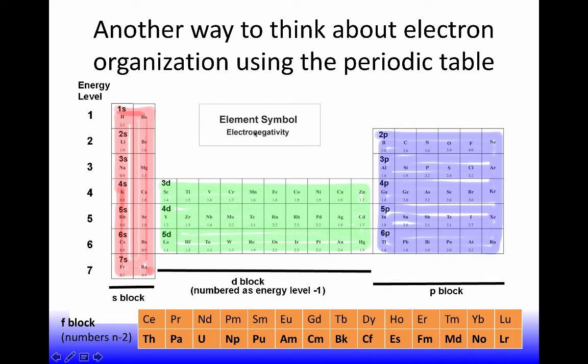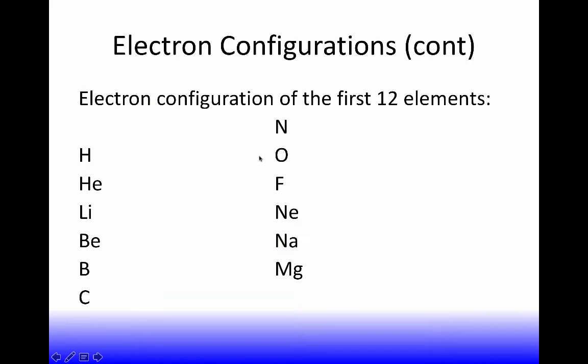Now, keep the thing handy, and we're going to talk about how things are organized. So here's the organization of the first 12 elements. Hydrogen has a 1s1 electron configuration. 1 comes from, guess what? It comes from the period. It's in the first period.